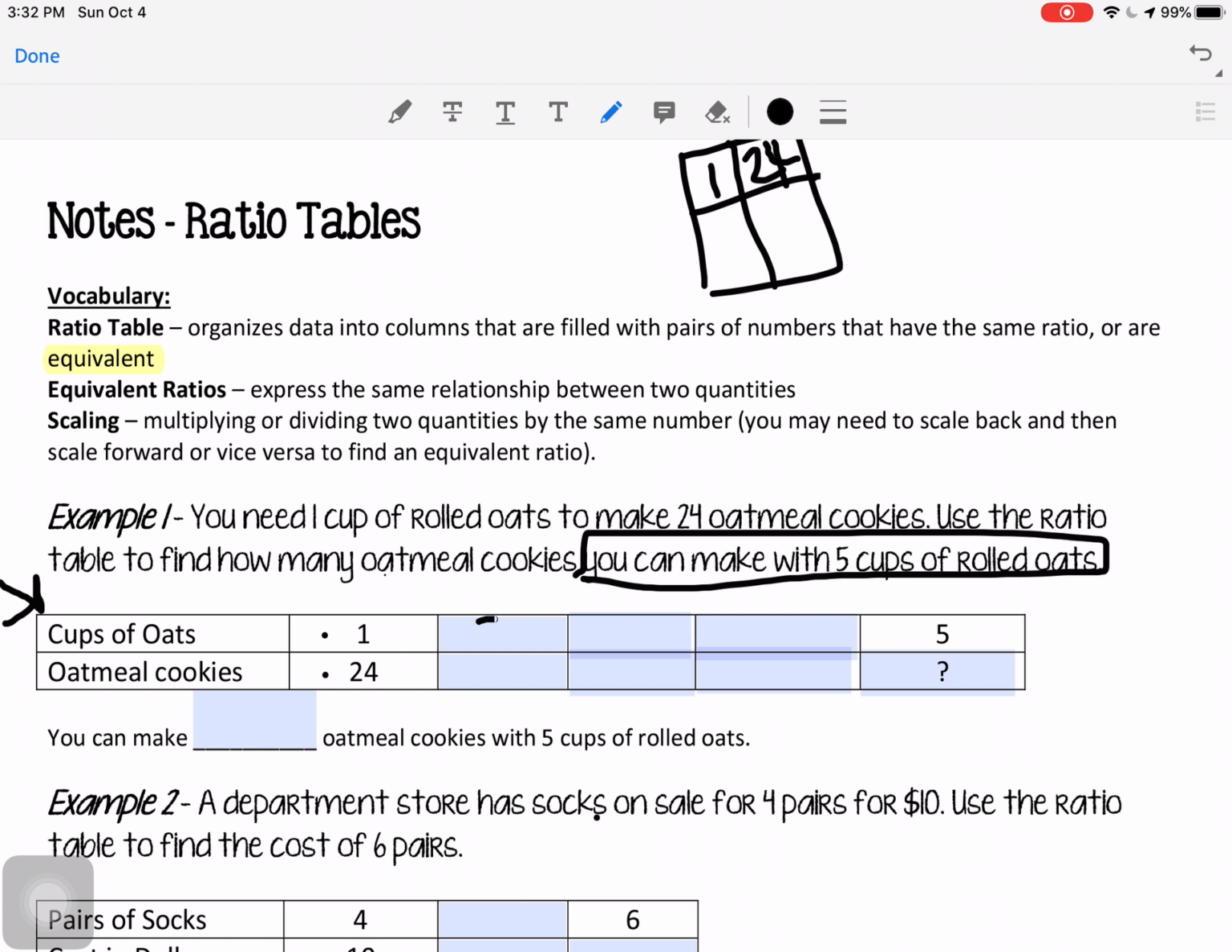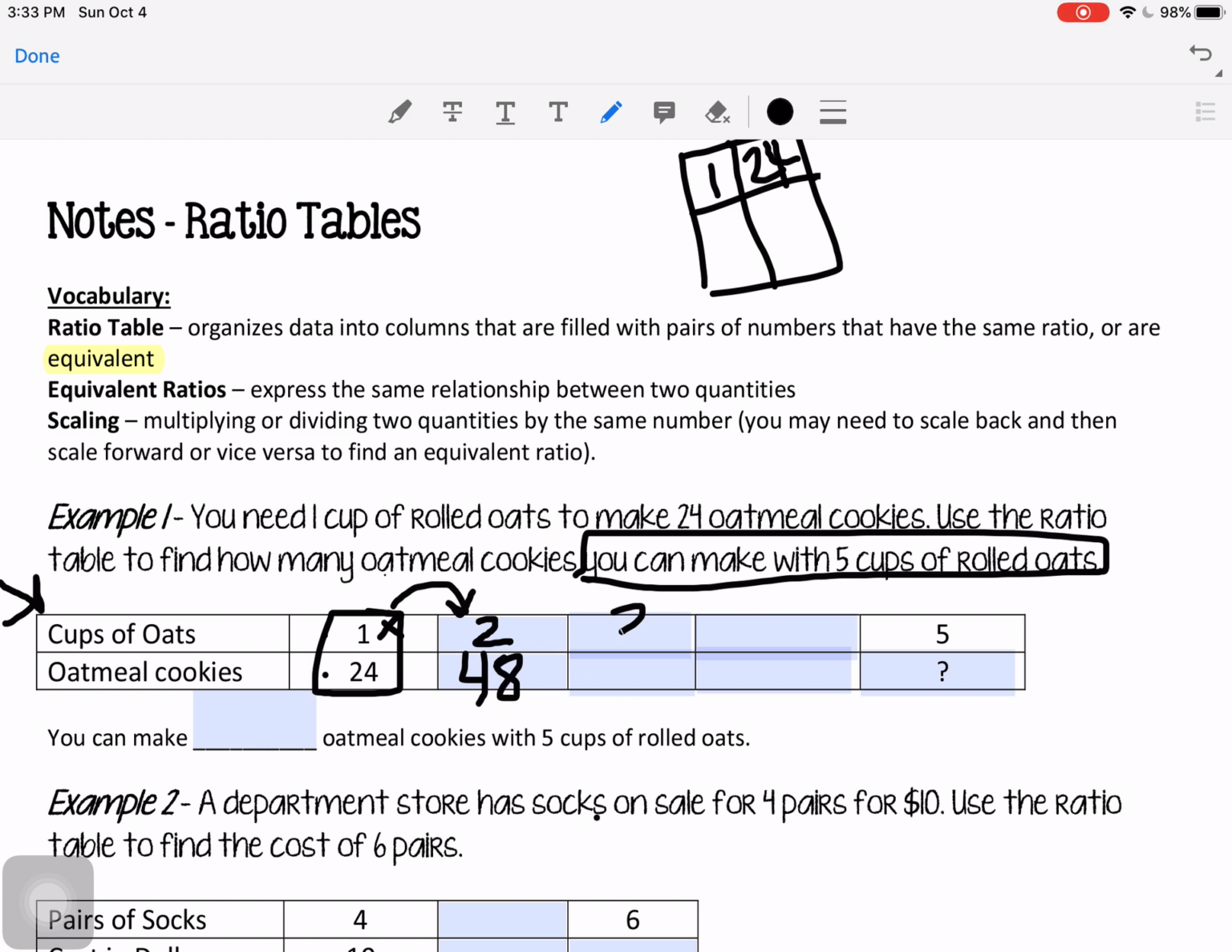So we want to know how many we can make with 2 cups of oats. So in this case, that means we're going to multiply this 1 to 24 by 2. Okay, so 1 times 2 gives us 2. 24 times 2 gives us 48. All right, so you see we multiply both numbers of our ratio by the same number. And in this case, it was 2.